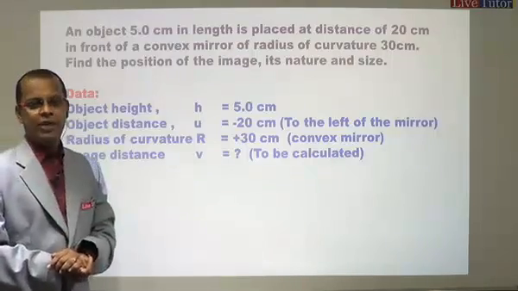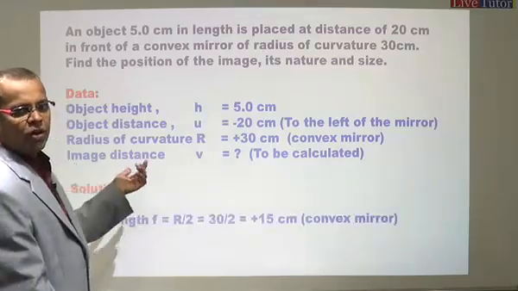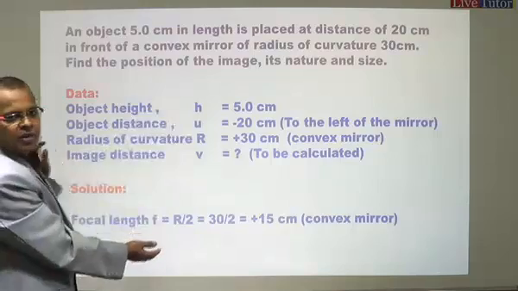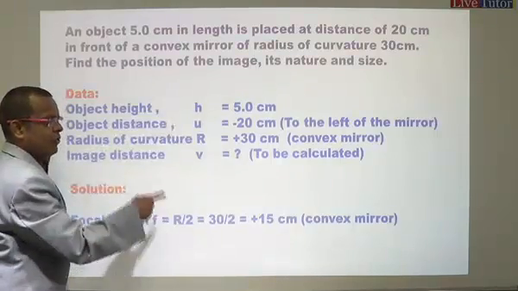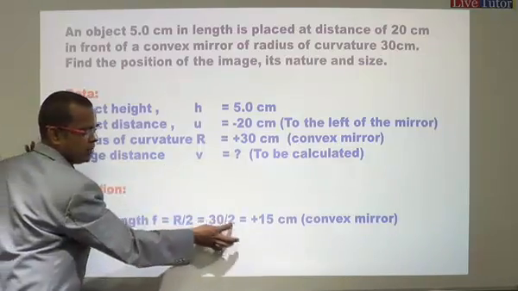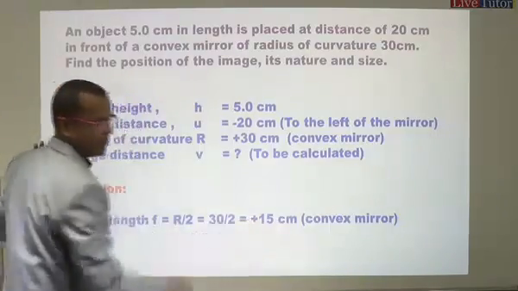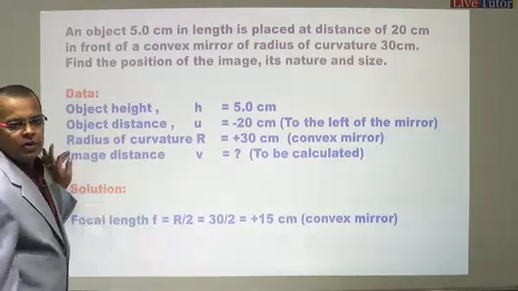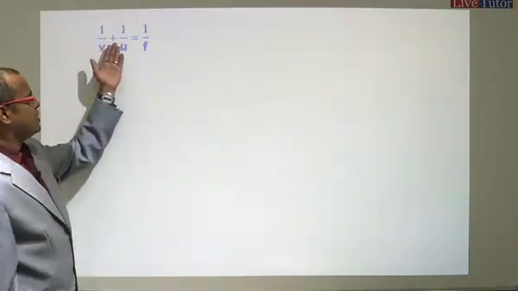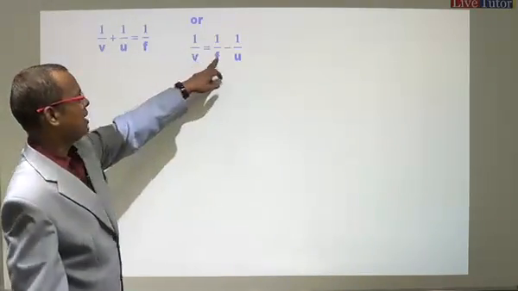You have to calculate V. So just follow the formula. What is the formula to find out focal length? Because we are going to use the mirror formula, for which we need F. To find F, they have given R. So F is nothing but R by 2, which is 30 by 2, that is 15 centimeter, and for a convex mirror it is plus. So we have got F. Now we follow the mirror formula, 1 by V plus 1 by U is equal to 1 by F. From that, 1 by V is equal to 1 by F minus 1 by U.